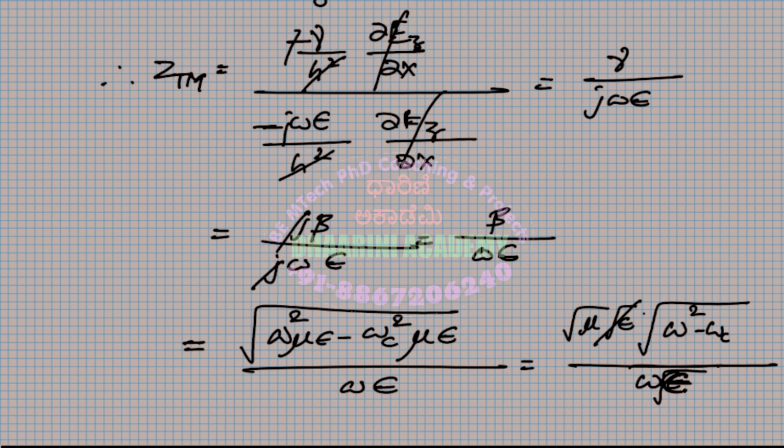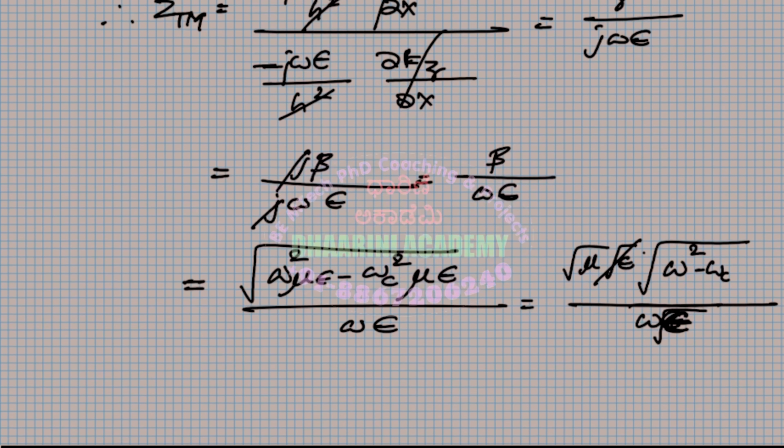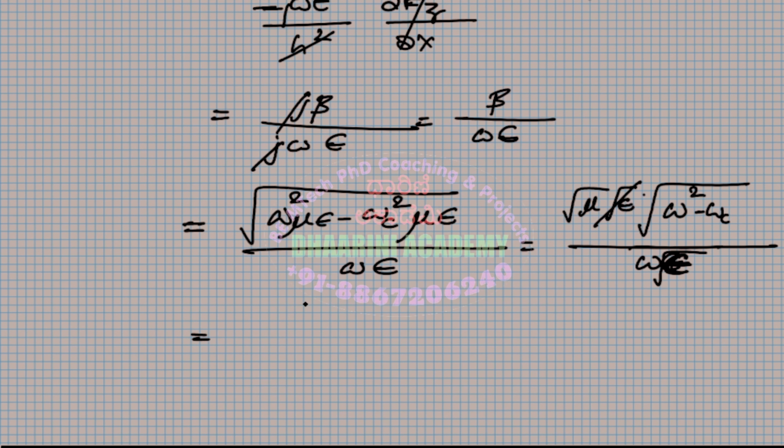I hope this is fine, right? I get a root of epsilon in the denominator. Numerator root cancels. So now I can try to write this as follows. So this is equal to under root. Mu has a root in the numerator, epsilon has a root in the denominator. Then the rest of the terms I can write as it is.